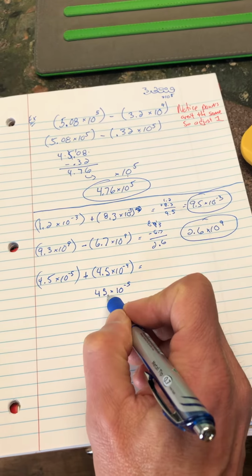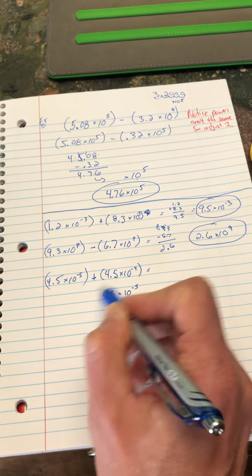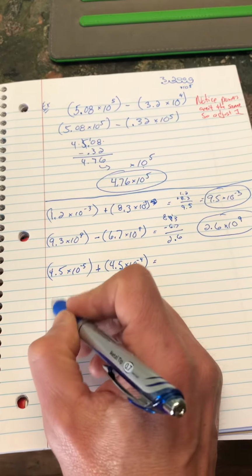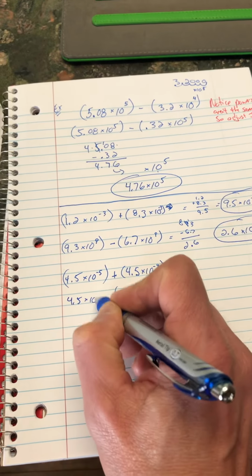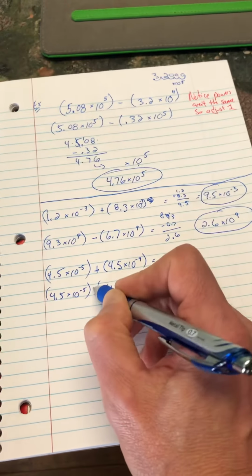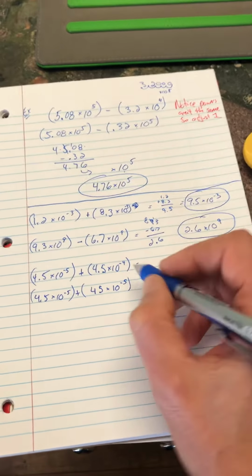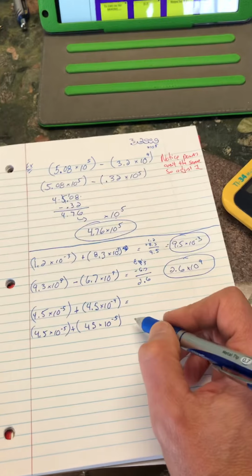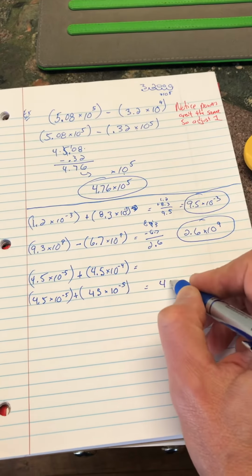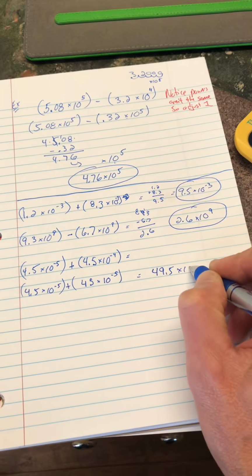All right, then my decimal point would be here, and I'd move it 5 places, the same as moving it 4 places here. So this guy stays the same, 4.5 times 10 to the negative 5th. And now, since they're both to 10 to the negative 5th, I can add 45 and 4.5. That's going to get me 49.5 times 10 to the negative 5th.